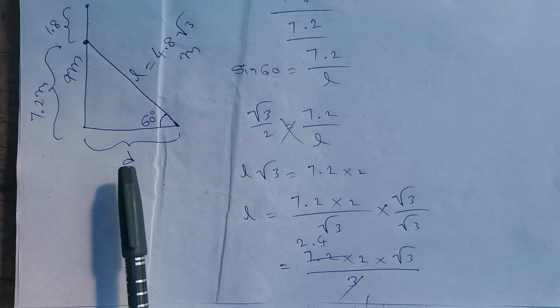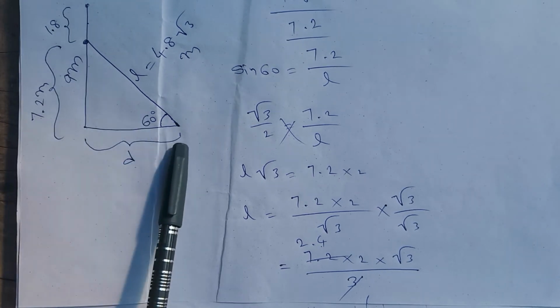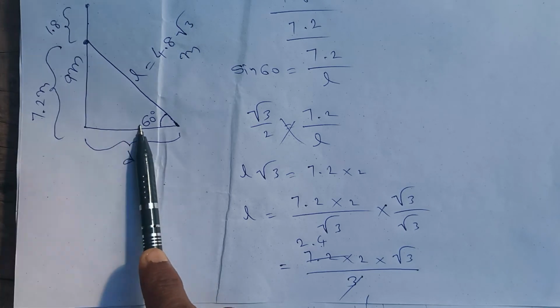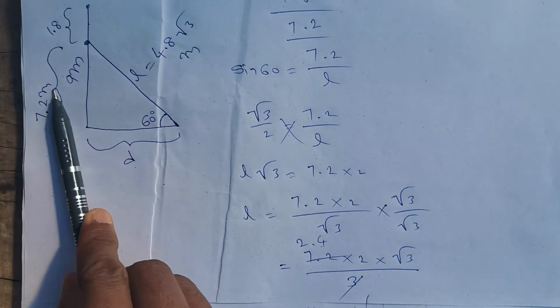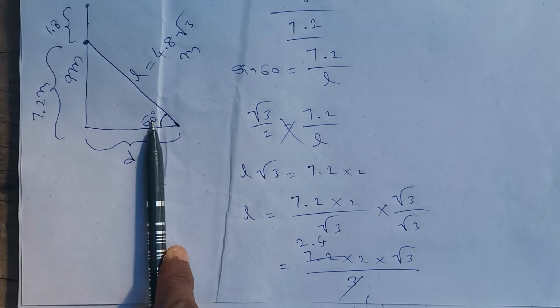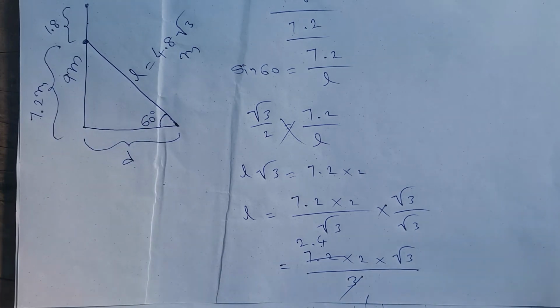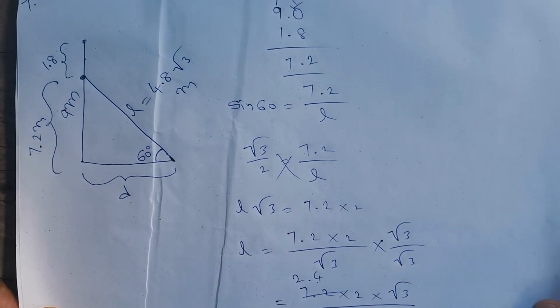Then he is asking the distance between the foot of the pole to the foot of the ladder. This D we need to find out. Okay, now if you observe, angle, opposite, adjacent. Angle, opposite, adjacent. Angle, opposite, adjacent. Which ratio? Obviously tan. So I will go with tan 60.